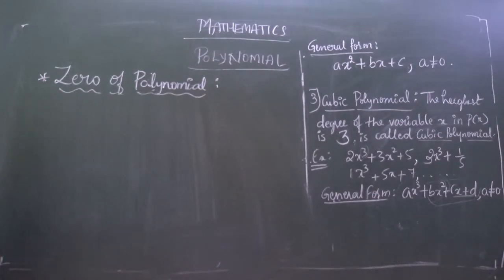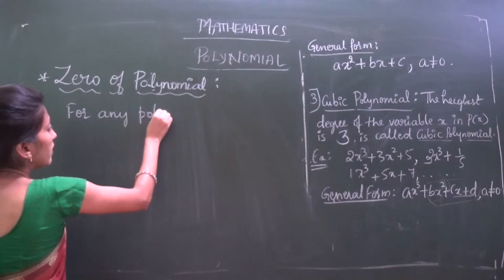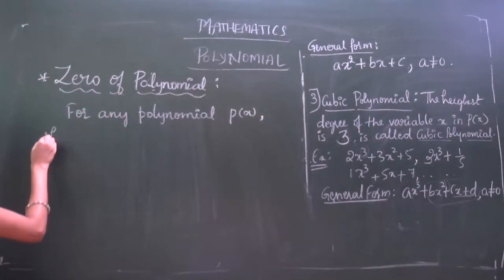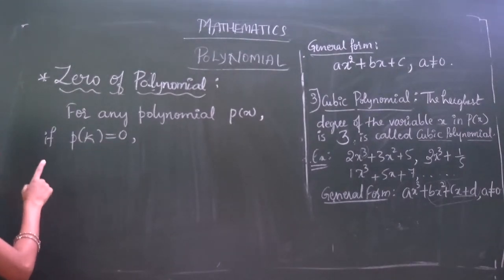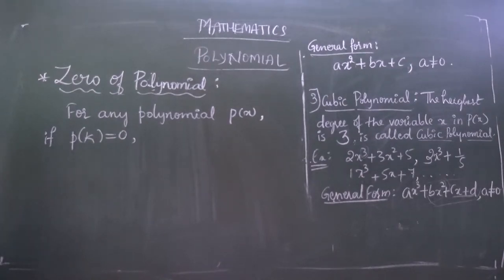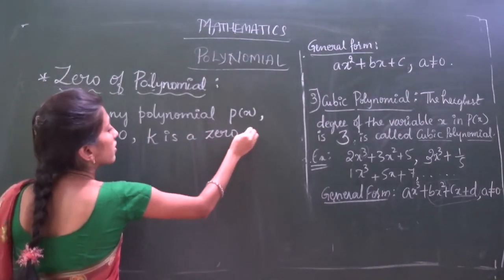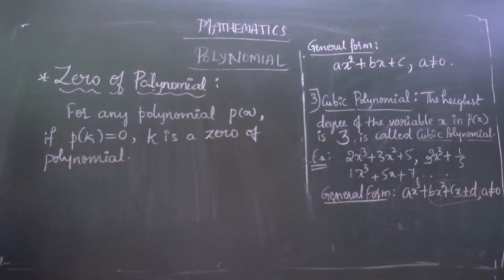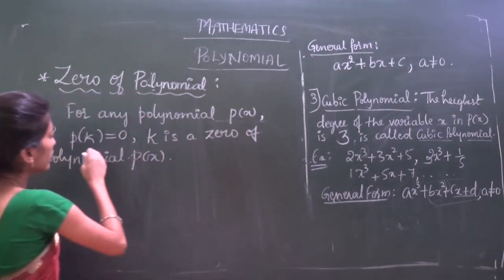See, zero of polynomial, how to define? For any polynomial p of x, if p of k is equal to zero, okay, just concentrate on what I'm writing here and explaining. For any polynomial p of x, if p of k is equal to zero, then what do we say? k is a zero of the polynomial p of x.